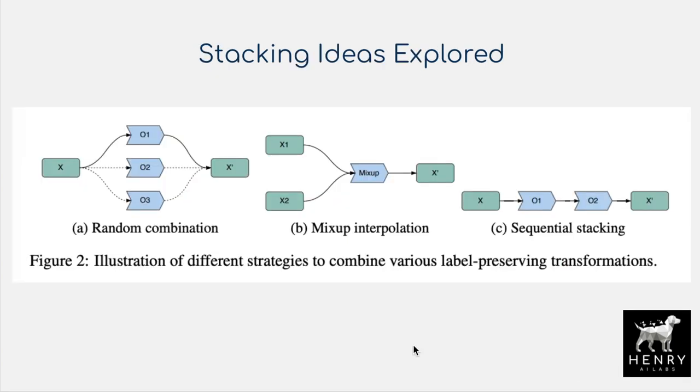So here's a quick visualization of this idea, and diagram C is the only thing you really need to be interested in. This is this idea of sequential stacking, where we apply transformation 1 and then transformation 2 in sequence to form X prime. But we also have random combination, where we randomly select one of our augmentations. Say we have back translation, conditional BERT, and then random swapping. We just randomly select one to form an augmented example. And then mixup interpolation is where you take these two text sequences and randomly average them together to form the new augmented example. But this diagram here of sequential stacking, this is the key idea that we're focused on in this paper.